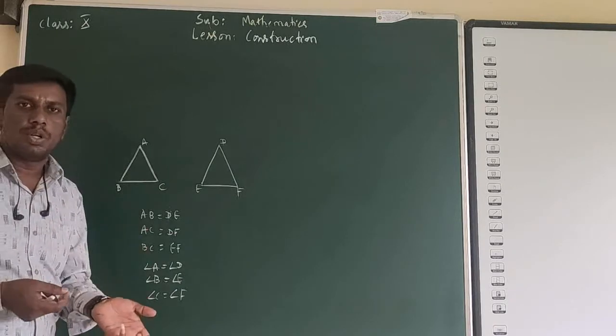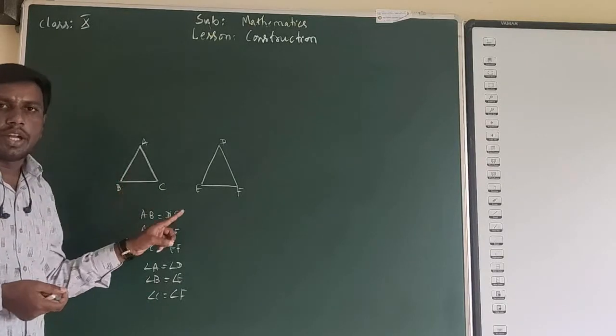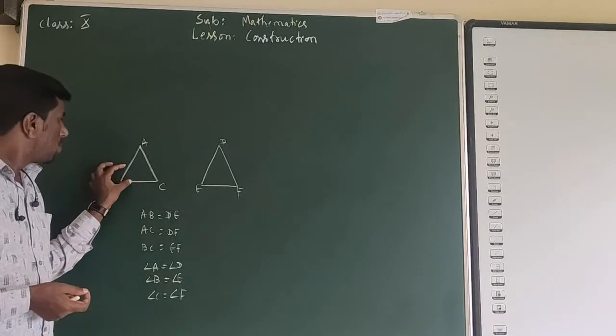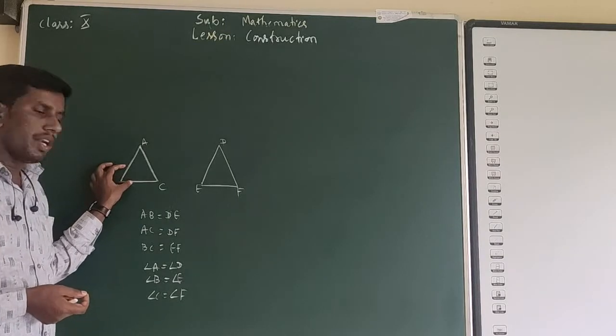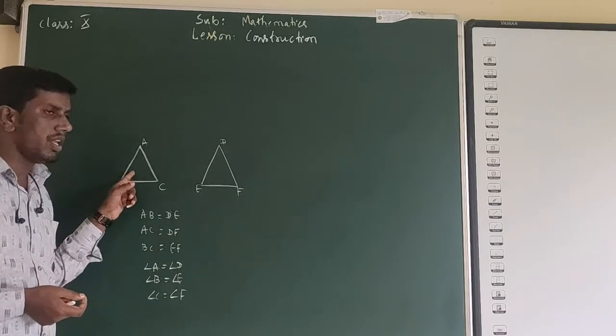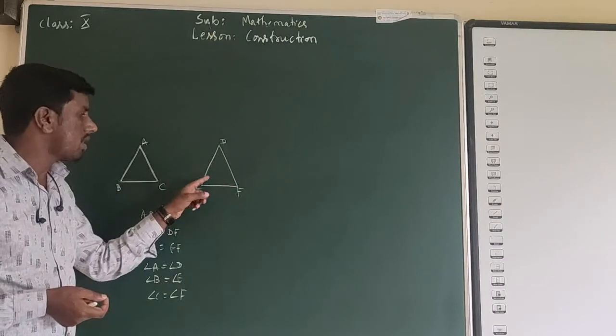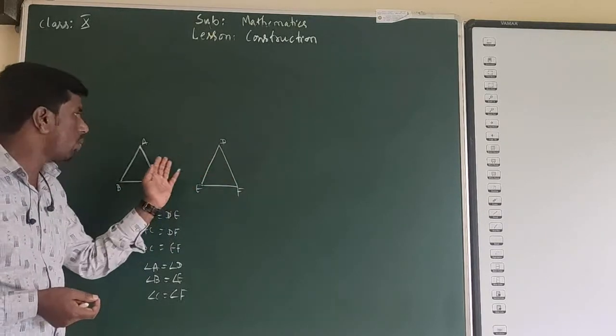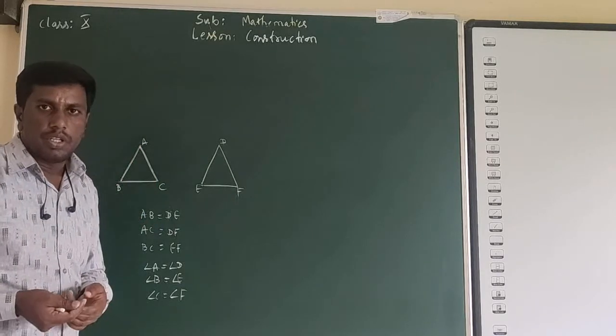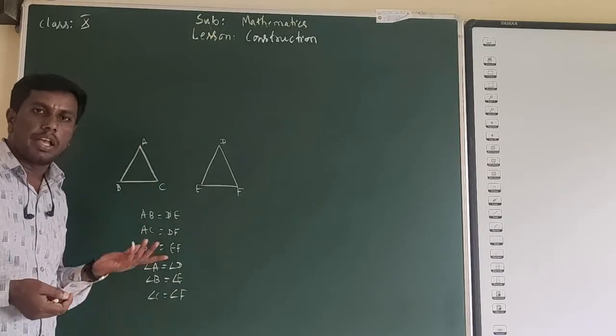Then SAS rule, side, angle, side. So two sides and the in-between angle of one triangle are equal to the corresponding two sides and the in-between angle of the other triangle. Then those two triangles are congruent. So again ASA, angle side angle.